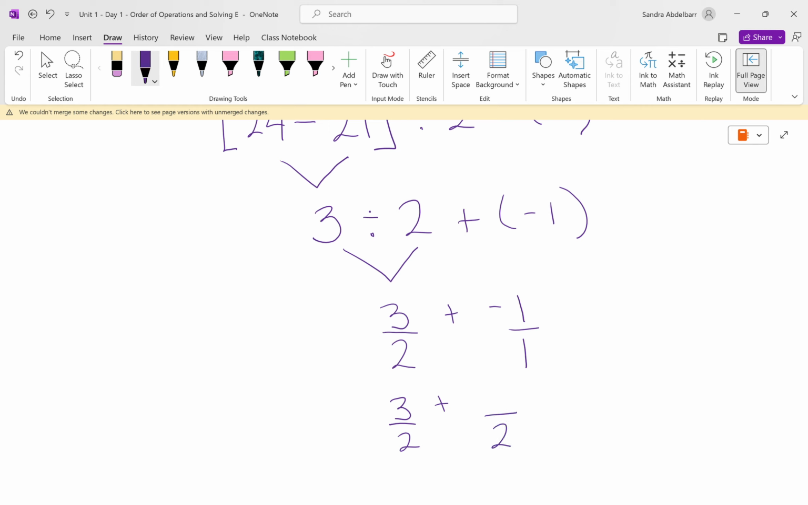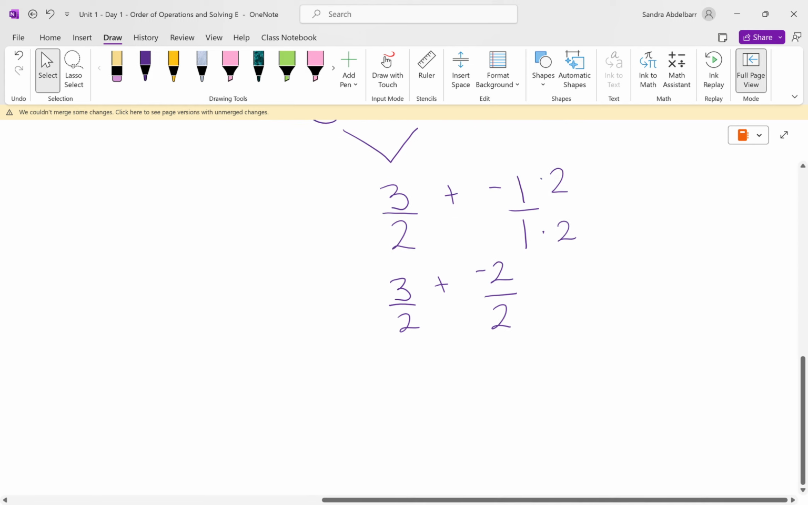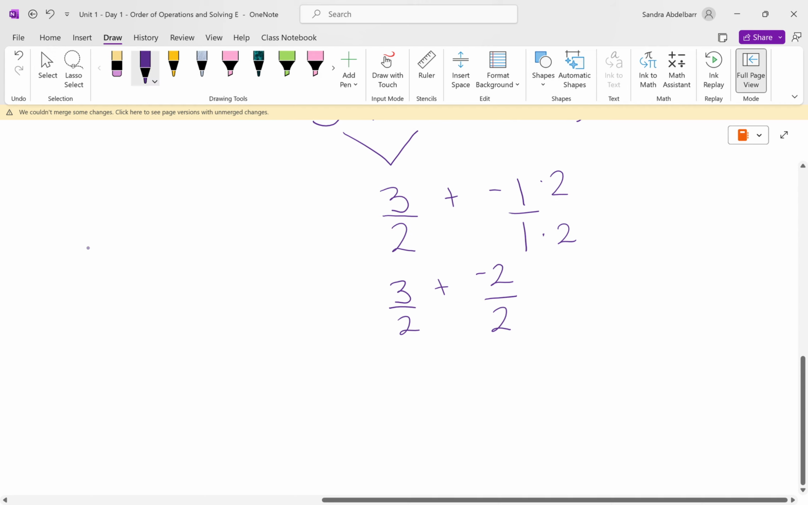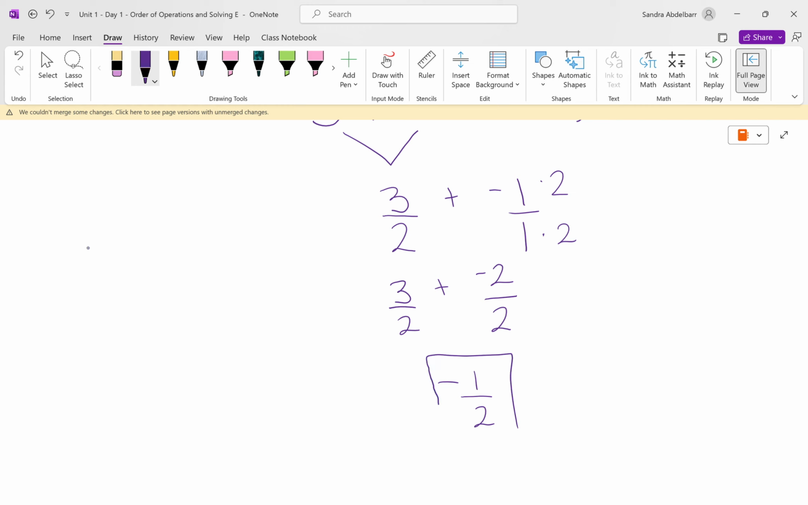So I'm going to make -1 into a denominator of 2. So you multiply top and bottom by 2. So it's -2 over 2. Now you add. 3 plus -2 is -1. You keep your denominator the same. Oh, positive, not negative. And there we go. Okay, so that was number 3.